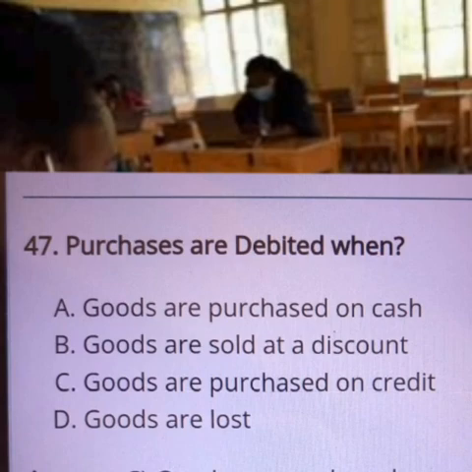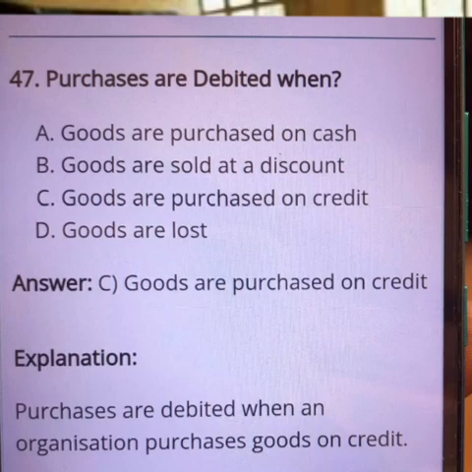Question number 47. Purchases are debited when? A. Goods are purchased on cash. B. Goods are sold at a discount. C. Goods are purchased on credit. D. Goods are lost. Answer is C. Goods are purchased on credit.